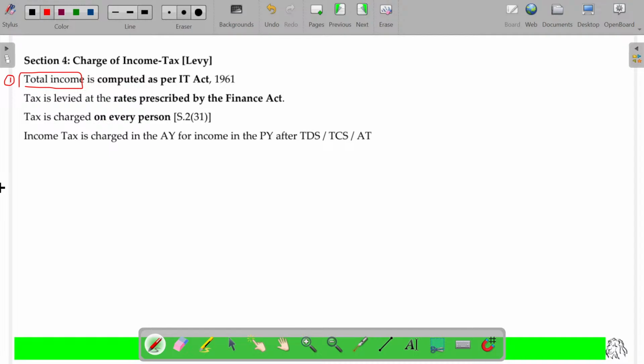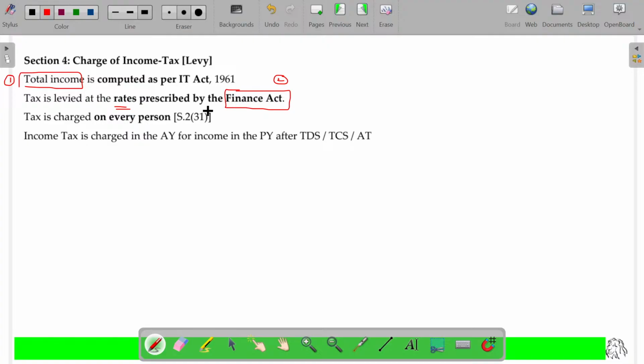Right. We have calculated the income. Now the next duty, what is the tax on such income? For that, for the rates, you have to go and refer to the Finance Act. Step number 2. Compute the income. Step number 2. Apply the tax rate mentioned in the Finance Act.